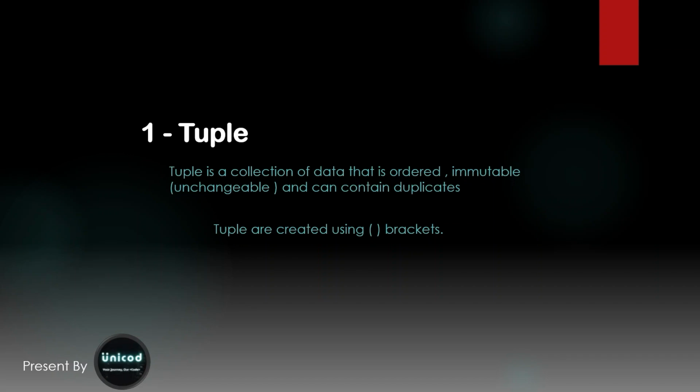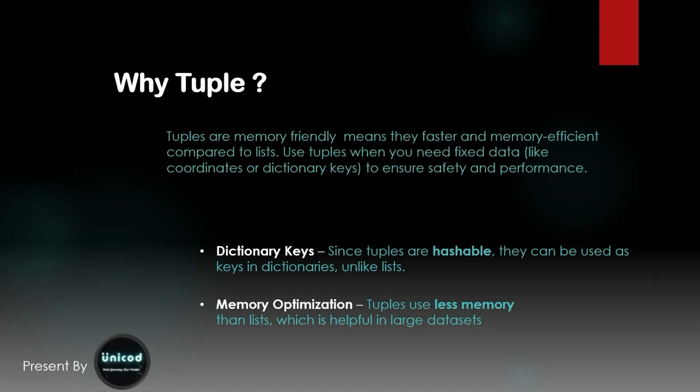So let's first see why tuple. Actually, tuples are memory friendly, means they are faster and memory efficient compared to the list. We use tuple when we need fixed data like coordinates or any dictionary key that should not accidentally be changed. It means tuples are used when we have to ensure safety and performance. Tuples act really fast in comparison to the list. That is what makes them preferred over list in some scenarios.